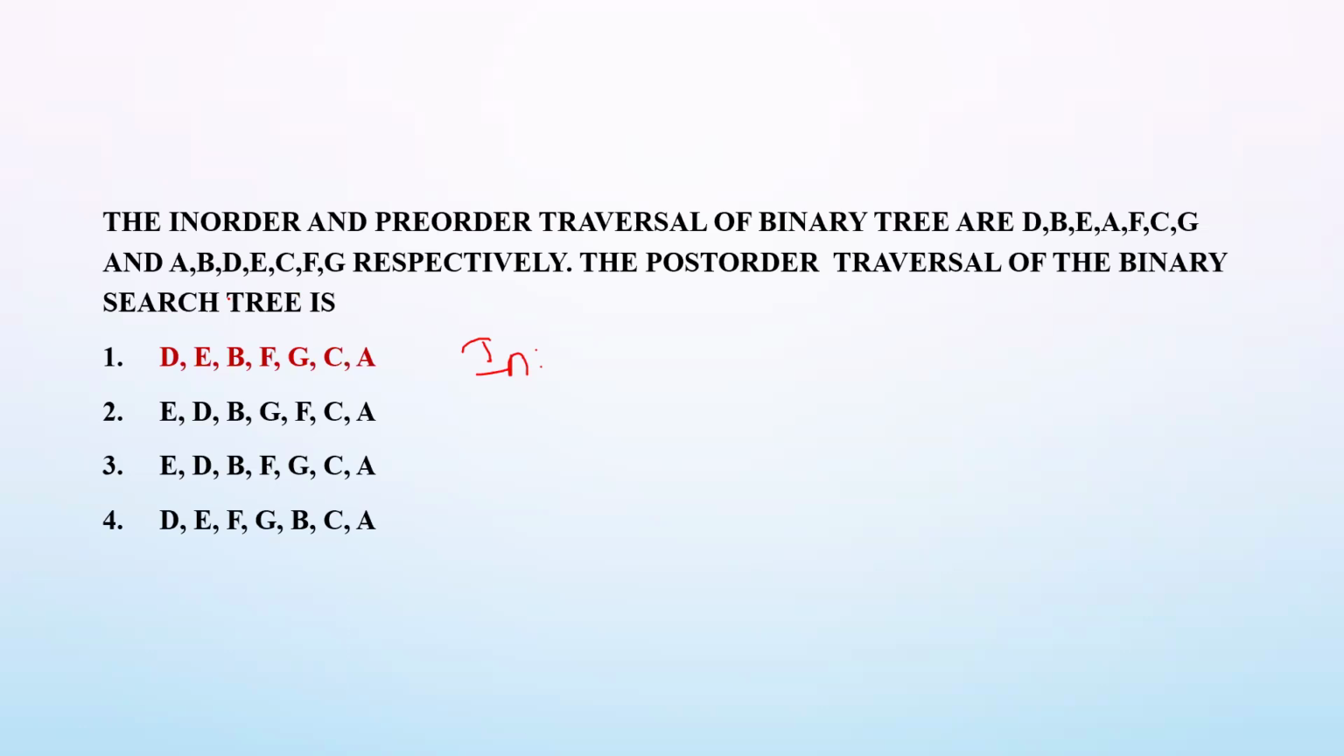In order, what have they given? So first one, A, B, D, E, C, F, G they have given. Yes. And next one, sorry, this is pre-order they have given. This is pre-order.